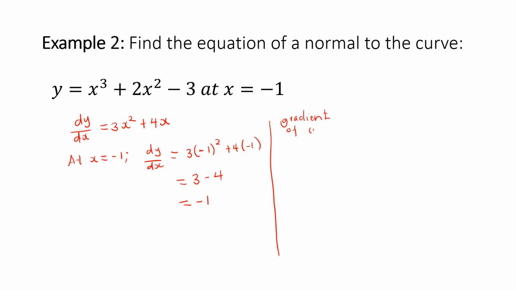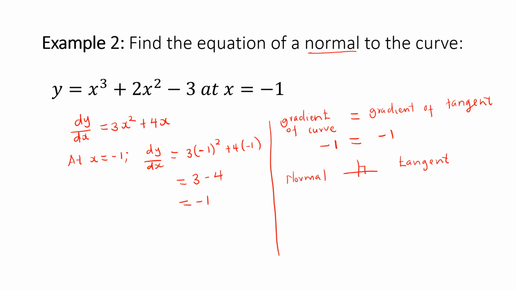We note that this is the gradient of the curve and is also equivalent to the gradient of the tangent. So -1 for the gradient of the curve, which is also equivalent to the gradient of the tangent. So we have noted that the tangent and the normal are perpendicular. So in this question, we need the equation of the normal. So we know that the normal is perpendicular to the tangent.